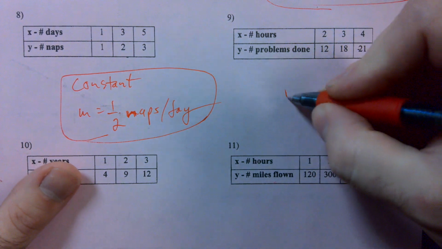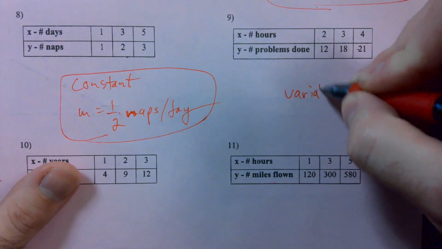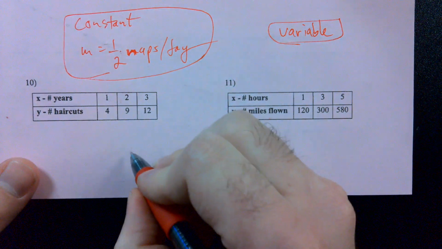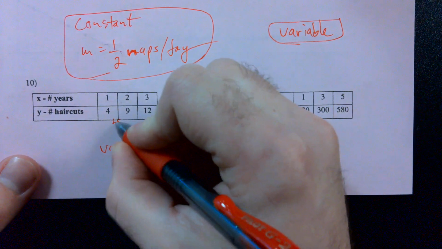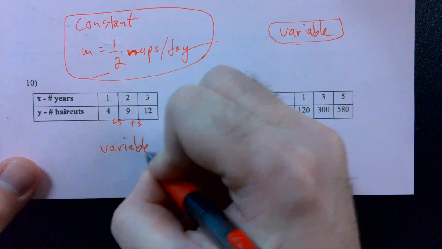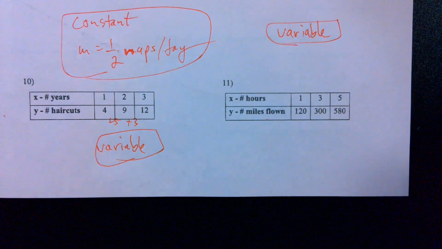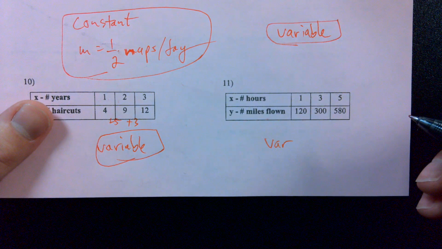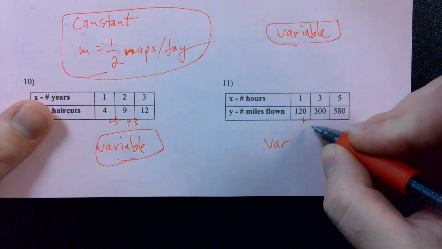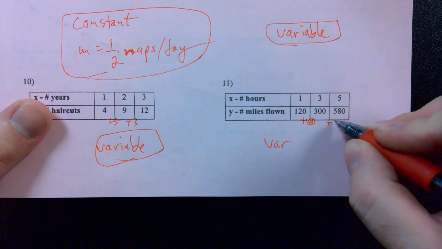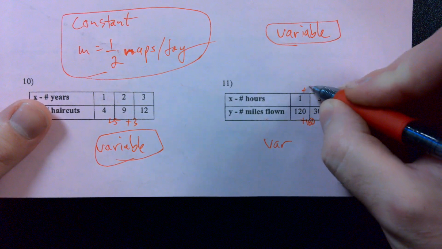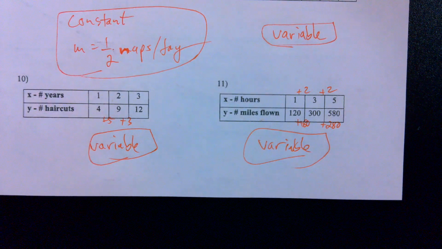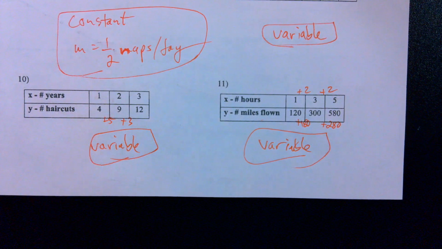What do we got in number 9? What'd you get for number 9? Variable. Thank you. How about number 10? Variable again. I got +5, +3. That's not good. Slowing down our haircuts. And number 11. Variable again. We got +180, +280. And we got +2, +2. Yep, that's not going to work. Variable it is.